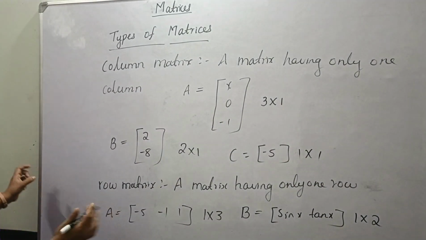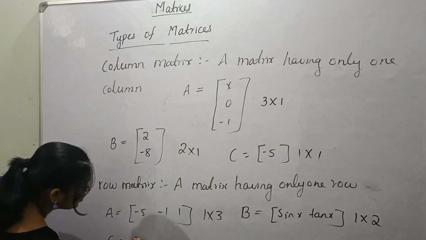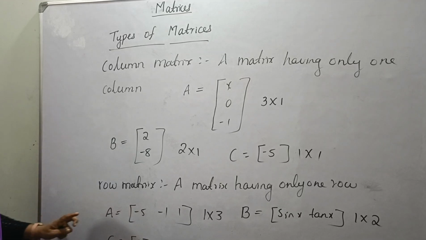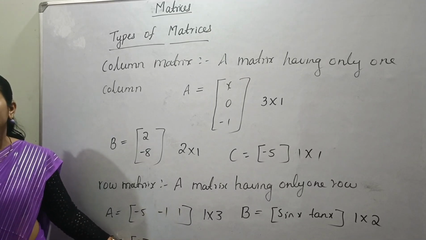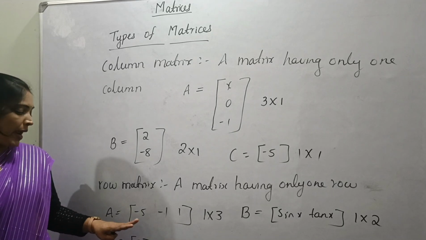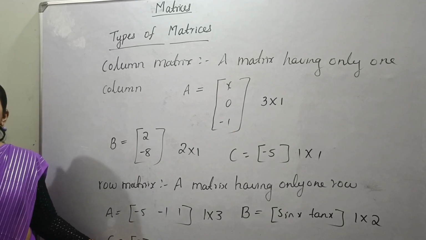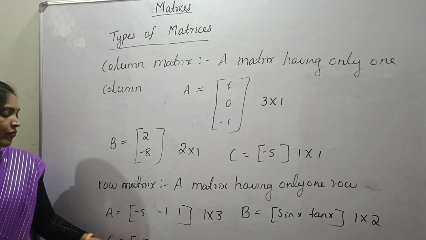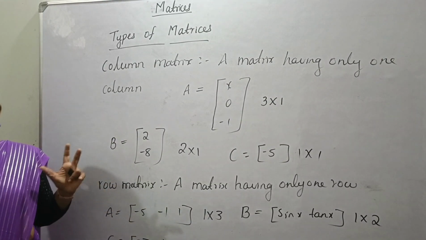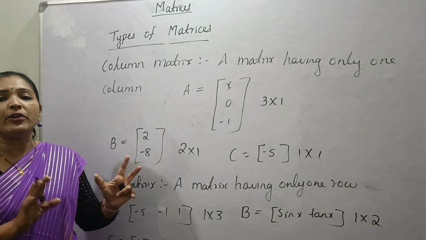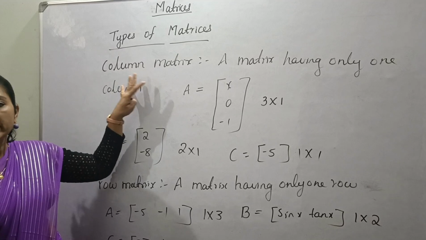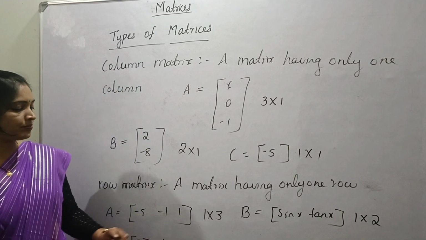Let's take one more example. C is equal to matrix 8. Okay. See, it has only one row and only one column. So we can say it's a row matrix of order 1 by 1. So therefore, the matrix of order 1 by 1 is both a row matrix and a column matrix.